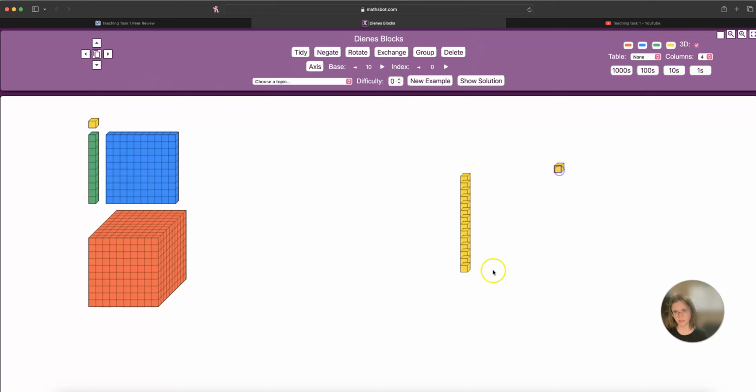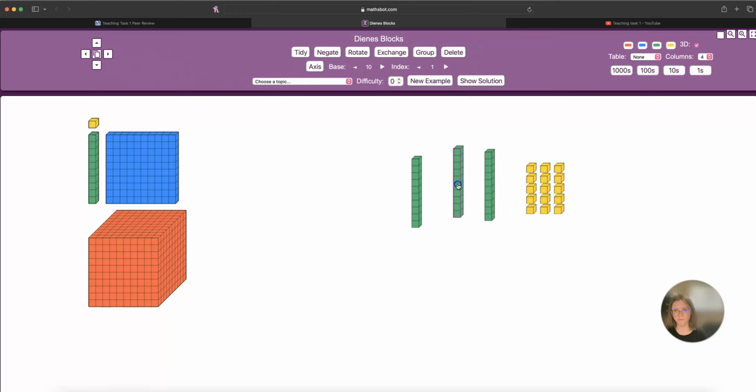We are going to organize this by fives. So 1, 2, 3, 4, 5. Now I organized our 15 small cubes into 3 rows of 5. Now we are going to get 3 longs out, which, if you remember, each long has 10 small cubes. So this is our silly representation.